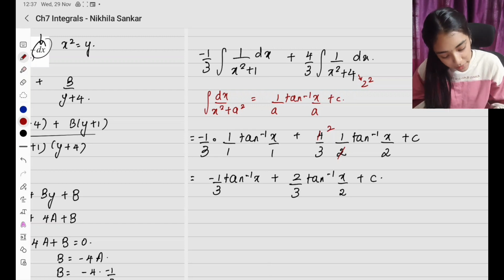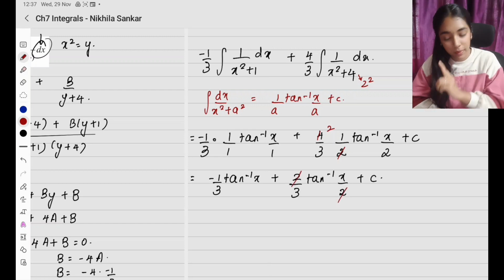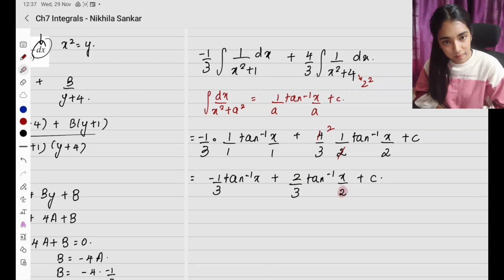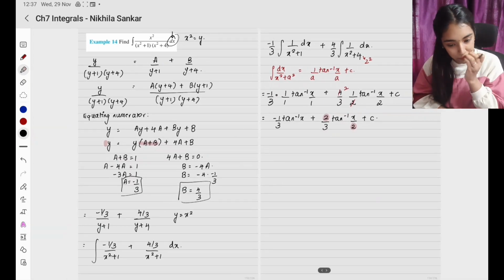Please, a few people will cancel the 2 with the 2. You should not do that, because in 1 by 2, this 2 is inside the tan inverse function, and this is outside. This is a constant. So you should not cancel these two. Okay, so this is my final answer. Please copy.